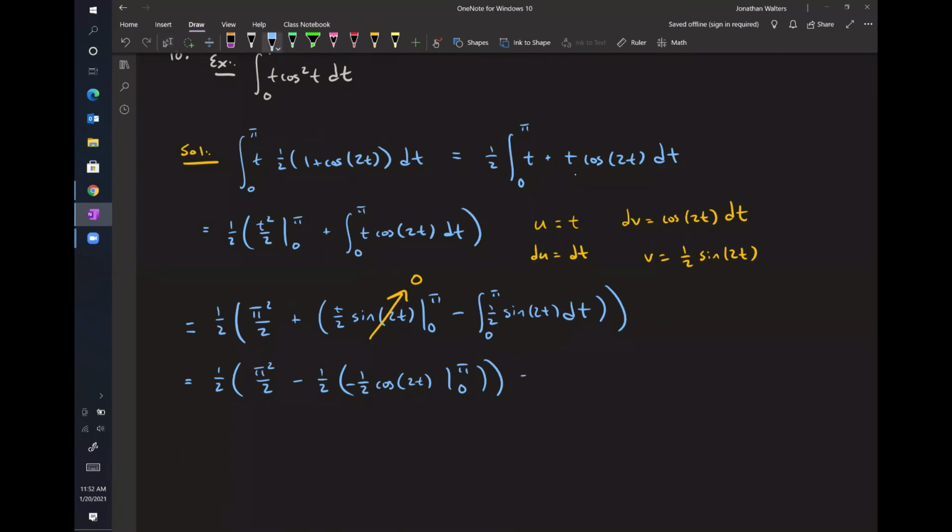So this is going to be 1/2 times pi squared over 2 plus 1/4 and cosine of 2 pi minus cosine of 0. Well, that's 1 minus 1. So this whole thing goes to 0. So it's just pi squared over 4. So our answer is just pi squared over 4.